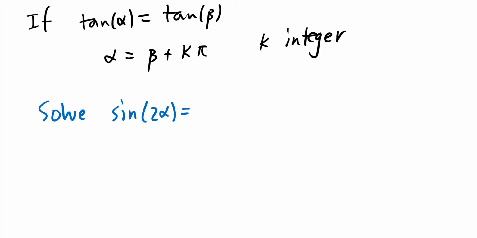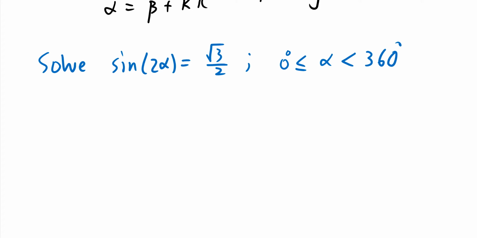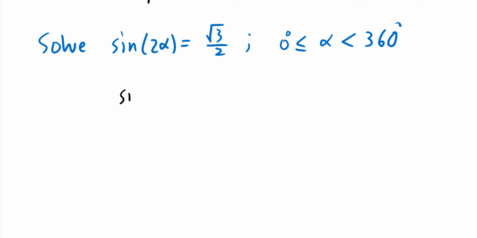So let's look at how we solve equations such as sine 2 alpha, or 3 alpha, whatever you like, equals square root of 3 over 2. Alpha is given from 0 to less than 360 degrees. So let's see what we get. How do we solve this? Based on my strategy, we look at the left side. Is there an angle whose sine is root 3 over 2? Yes, there is. It's 60 degrees.